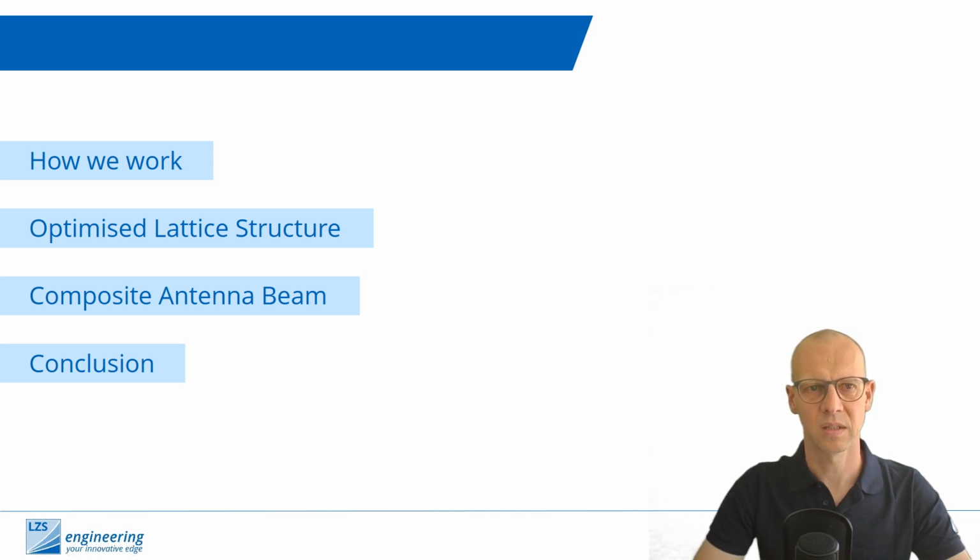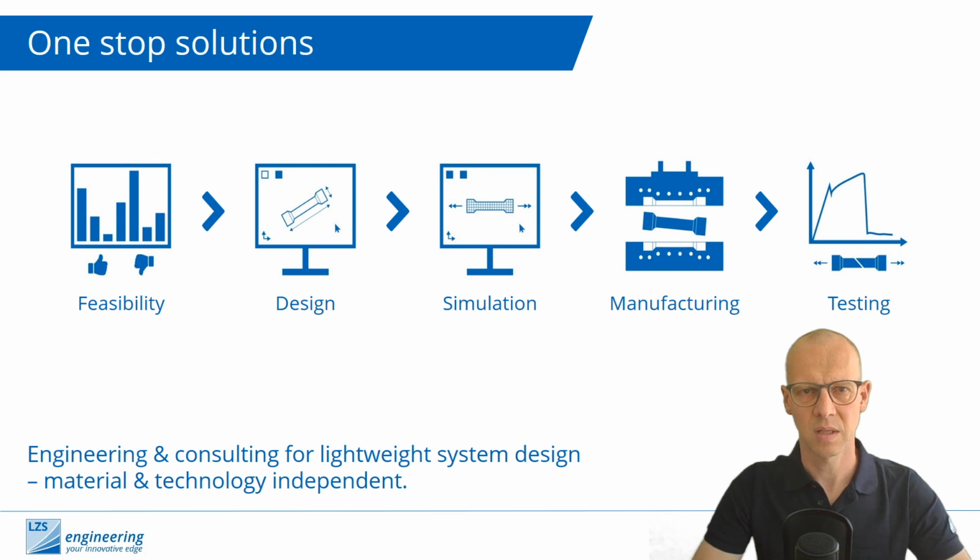So let's hop directly into the first step, how we work at the LZS. What you see here, and what most of you surely know, is the so-called complete design process chain. It's of course an ideal model, but it should consist of 5 individual steps. It always starts with the feasibility study, goes then into a design and simulation process. Then you're going to manufacture some prototypes, and in the end you test and validate what you had done on assumptions during the process.